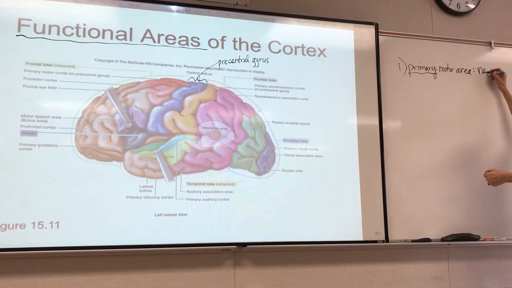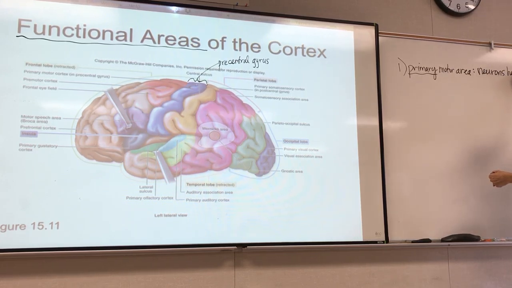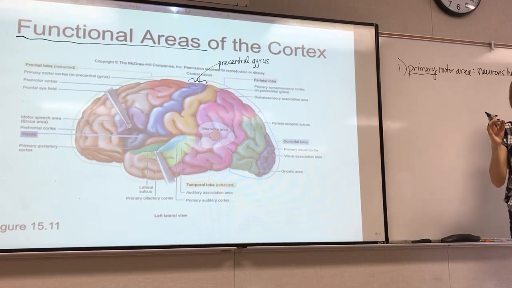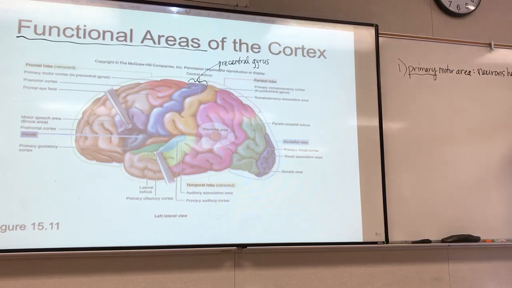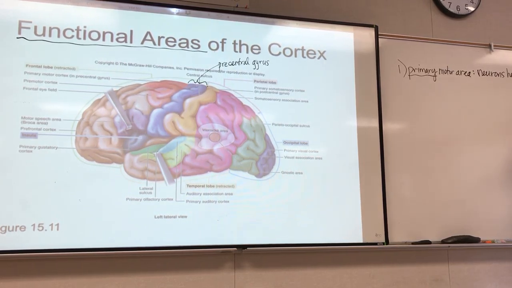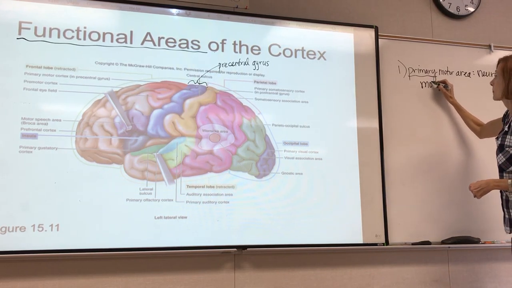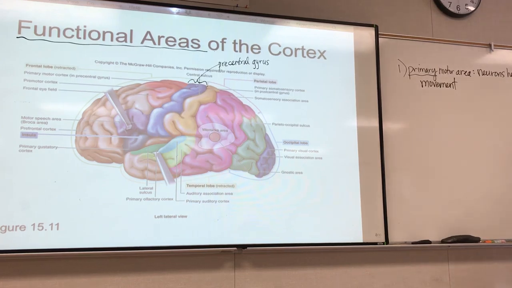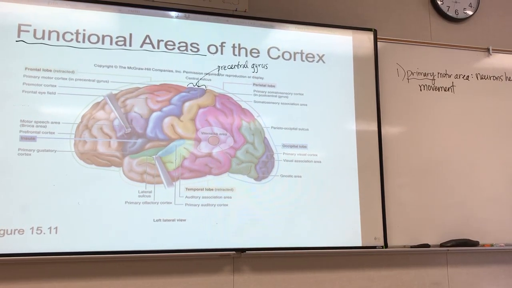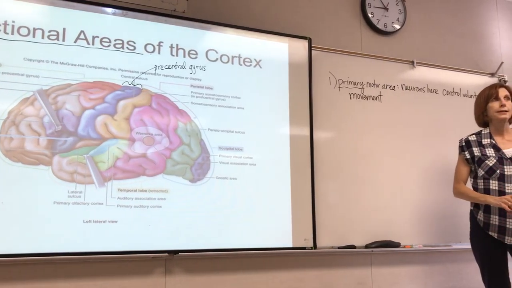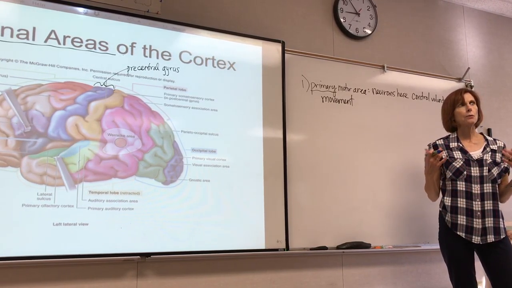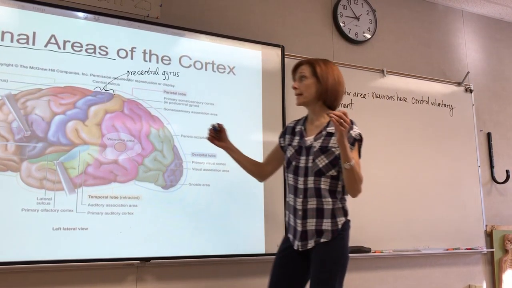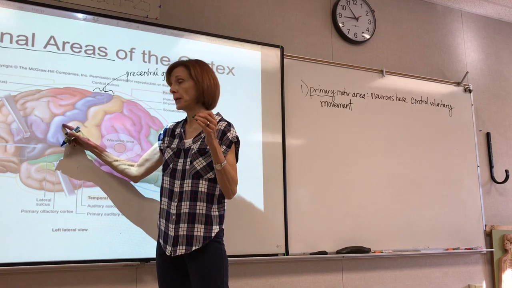So neurons here, and the cell bodies are located here, control voluntary movement. These actually send action potentials that are going to go out to the skeletal muscles that we use when we are moving around. So how would that work? Well, the cell bodies of these neurons are located here.